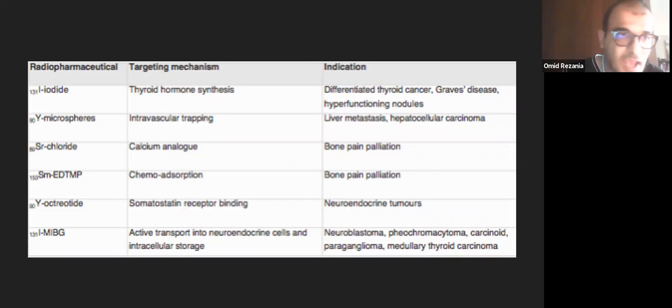Look at this one. You have, for example, radiopharmaceuticals. This is iodine, chloride, calcium analog, targeted mechanism, indication. We have different types of cancers. For example, iodine is for thyroid cancer. We have chloride, for example, for bone pain palliation, and neuroendocrine tumors, which I cannot even pronounce. So hard.